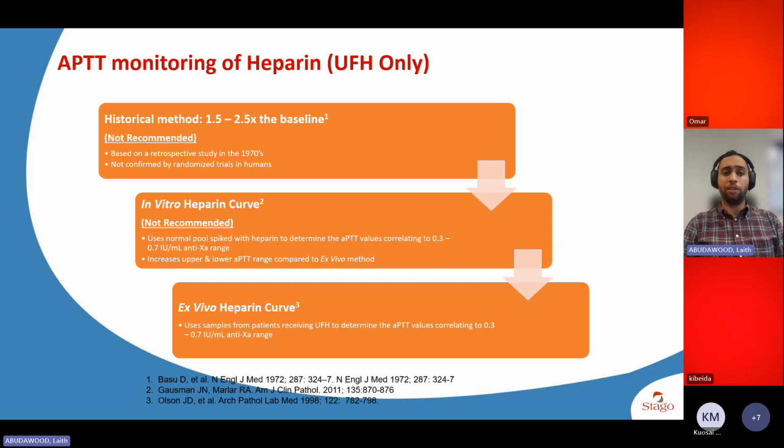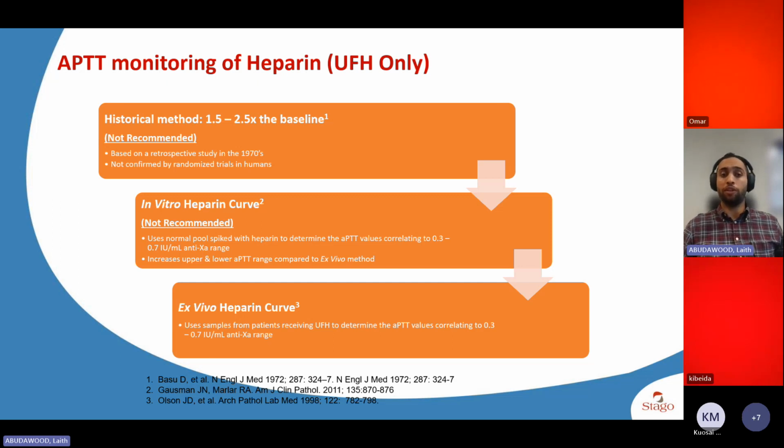So for a beginning, where did APTT start being used for unfractionated heparin monitoring? In the beginning, there was a method that was advised. Basically, if your APTT is between 1.5 to 2.5 times the baseline clotting time, then this was considered some sort of a therapeutic range. This is the range where you should be on unfractionated heparin. However, this is a very old methodology, plus it was done in animals and was not validated on humans in randomized trials. So it's not really recommended.